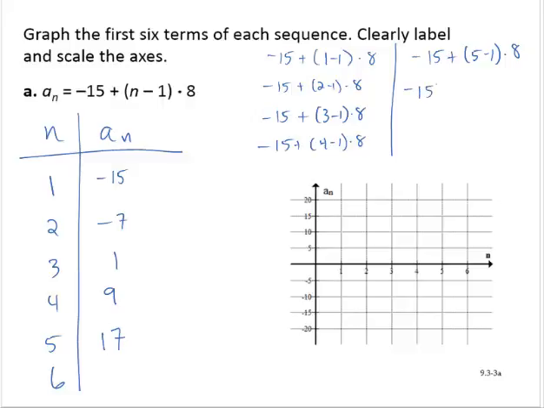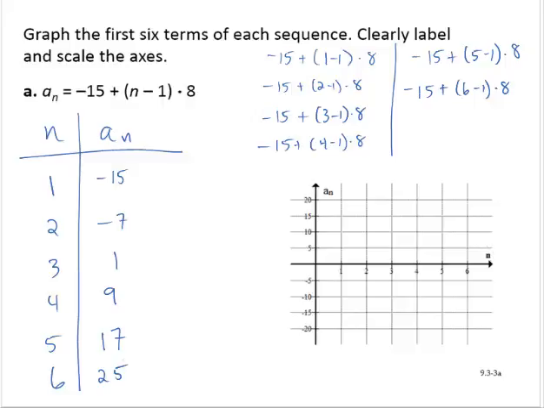And finally, we have negative 15 plus 6 minus 1 times 8. 6 minus 1 is 5. 5 times 8 is 40. Negative 15 plus 40 is 25. So there are the first 6 terms of the sequence, and now we're asked to graph them. So I will take these and plot them as points on this grid.